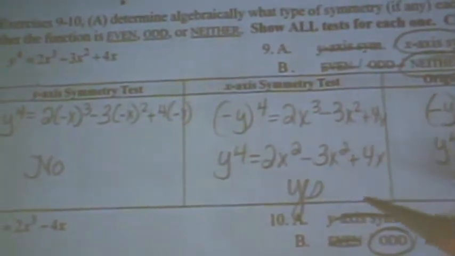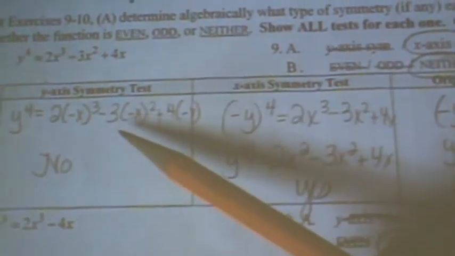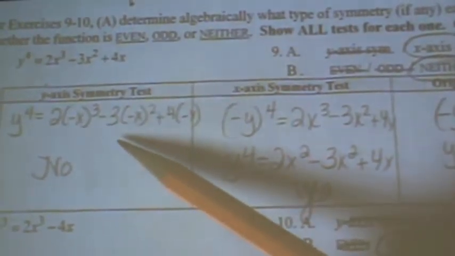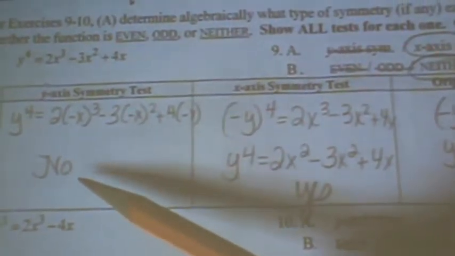So how do you test if it's x or y-axis symmetrical? What you do is you plug for y-axis symmetry, you plug x for -x. And if you can get it back to the original, it is, but this was not.